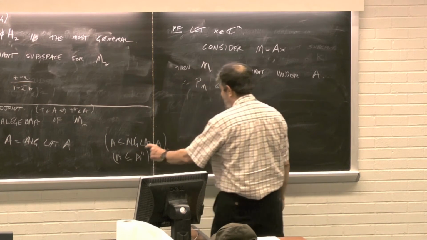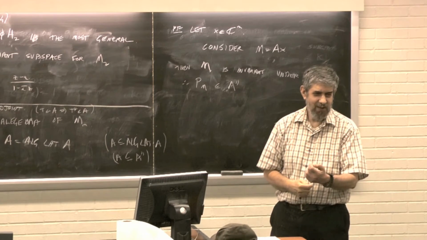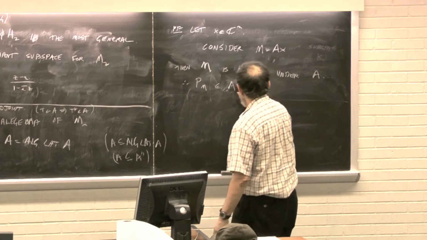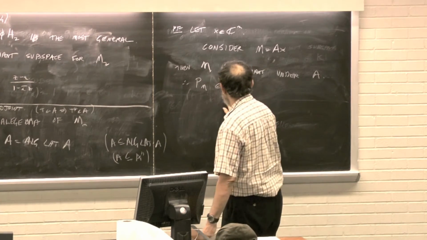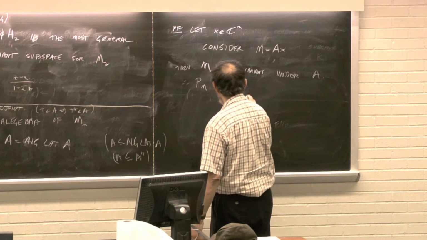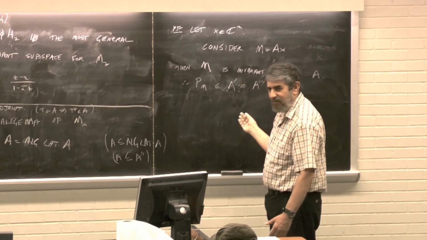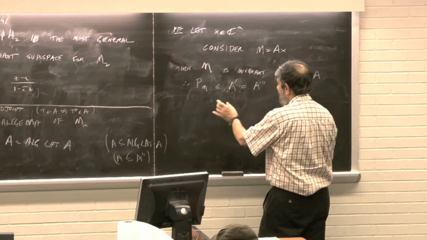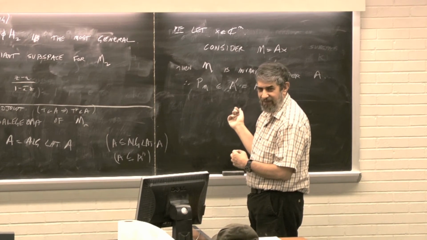Now, even though A double prime might be bigger than A, A triple prime is always the same as A prime. Did you write A prime or A double prime right there? All right. So this is in A prime. Therefore, it's also in A triple prime, right? Which means that P_M commutes with A double prime, but that means that the range of P_M is actually invariant under A double prime.